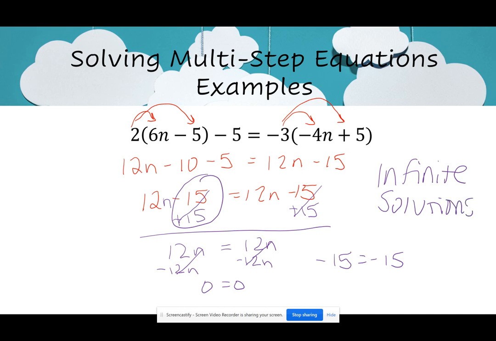So this means that whatever you plug in for n, I could plug in 1 and both sides will equal each other. I could plug in negative 102 and both sides will equal each other because it's infinite solutions.